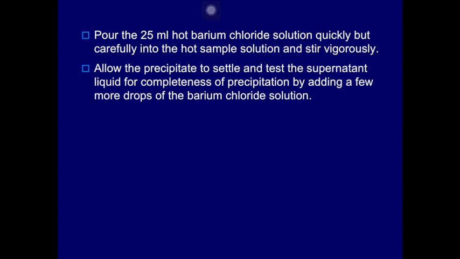Pour the 25 ml hot barium chloride solution, of course, not quickly, it should be gently. The reason why we have to pour it gently is that we have to reduce the Q, reaction quotient, or the concentration of your materials in your sample. Of course, reducing the Q will also reduce the relative supersaturation. But carefully pour into the hot sample solution and stir vigorously.